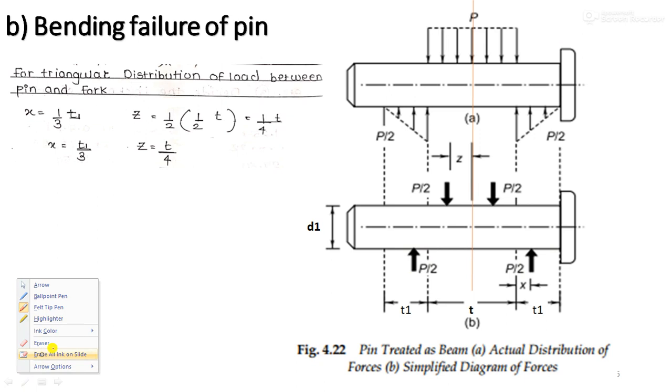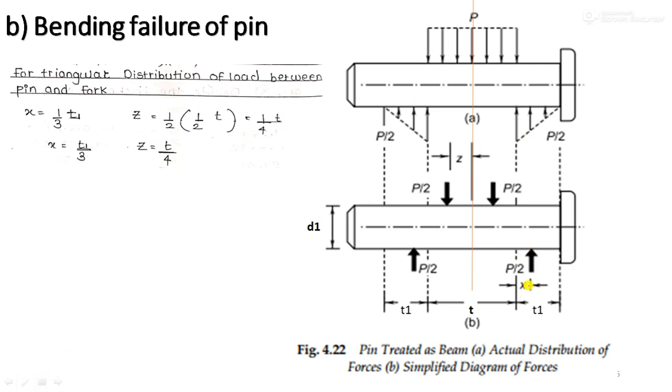So let us say this distance is x. X means the distance from the maximum point of this triangular load to the point where the load is acting, that is, the distance between the points A and B. This point B is the point where the load is acting, and A is the point where this maximum triangular load is considered.